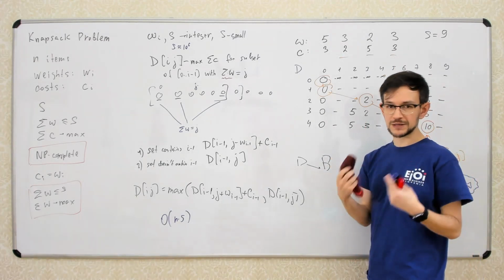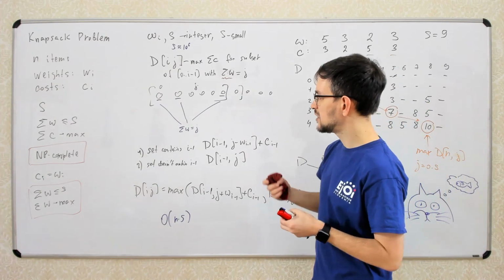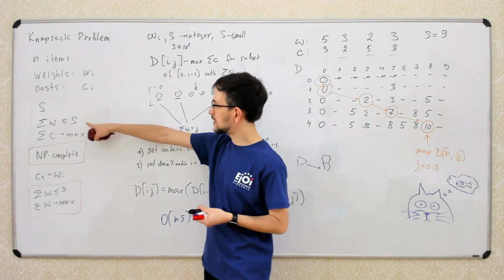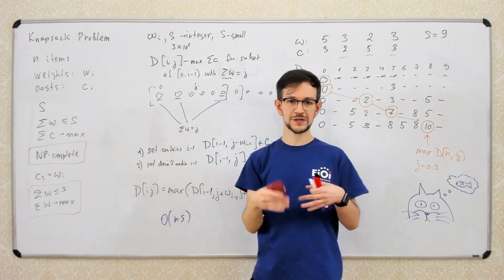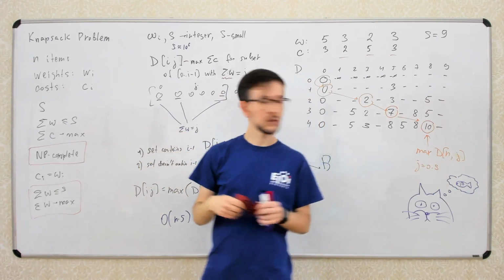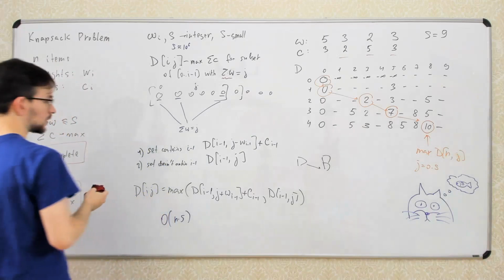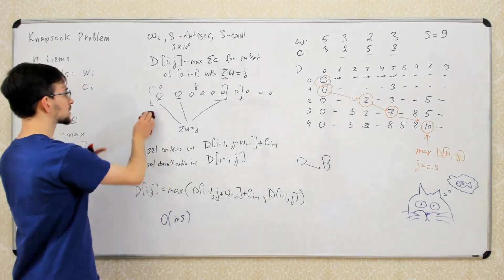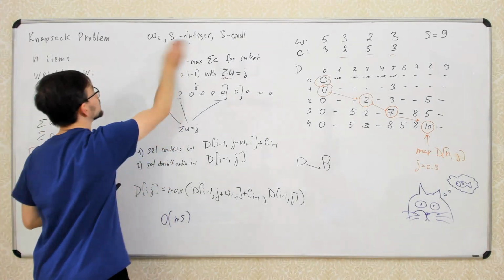And another important case is, for example, if the weights are big or weights are not integer, but the costs are small. So if the total costs are small, I just mention it, and we'll discuss it in the home tasks, I think.